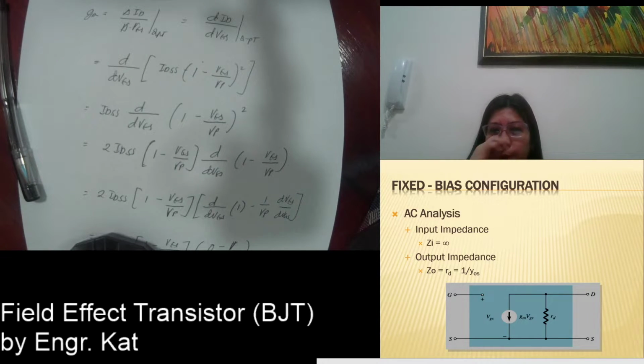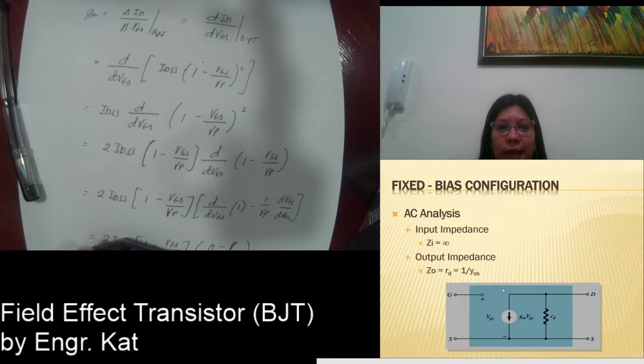Okay? So the output impedance is equivalent to RD. In specification sheets, RD is represented by YOS. So again, an admittance parameter located at the output, which is also connected to your source. So output admittance is just the reciprocal of a certain YOS. YOS is specified at the specification sheet of your transistor.